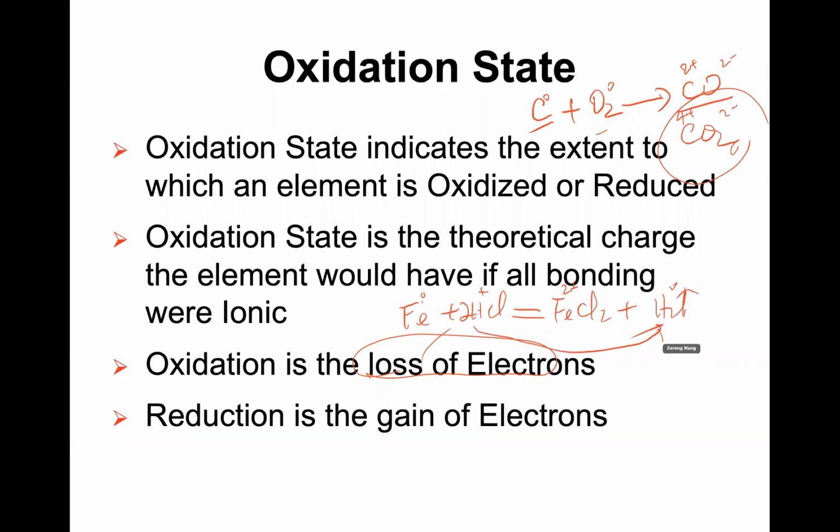So that's gaining electrons. For the case of carbon with oxygen, here we will not actually see the loss of electrons, but we do see the change of oxidation state, right? So that's a different way to tell that it's an oxidation-reduction reaction.